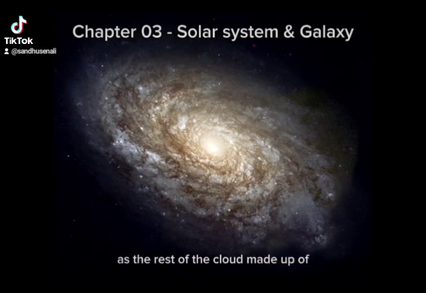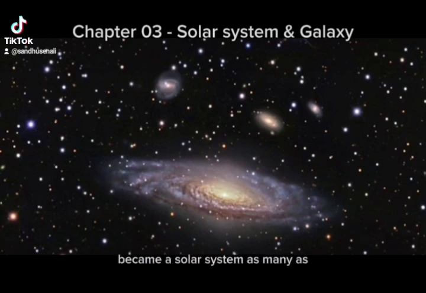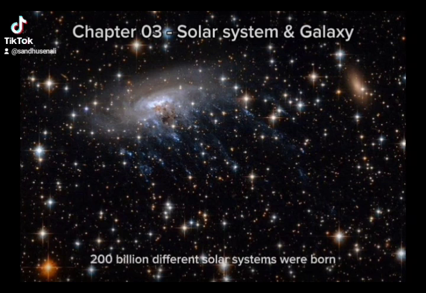As the rest of the cloud, made up of other elements, rotates around the sun, due to the force of gravity in it, the planets were formed by collapsing at different distances. Planets such as Mercury, Venus, Earth, Mars, Jupiter, Saturn, Uranus, Neptune, Pluto and the Sun, which travel 9 orbits, became a solar system. As many as 200 billion different solar systems were born.